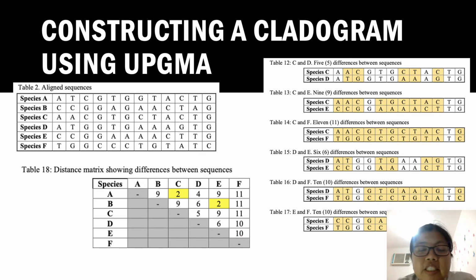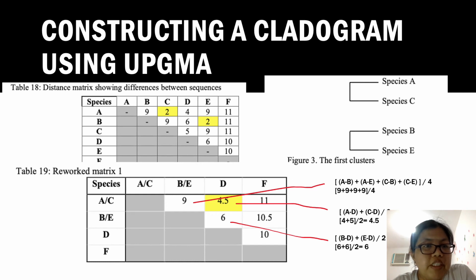Now, from this table, we have to identify which pairs have the least number of differences. So we identify that C and A, and E and B, have the least number of differences. So meaning they are closely related to each other. So meaning they are the first clusters. Okay, and then we have to treat these clusters as one group, and then rework the matrix.